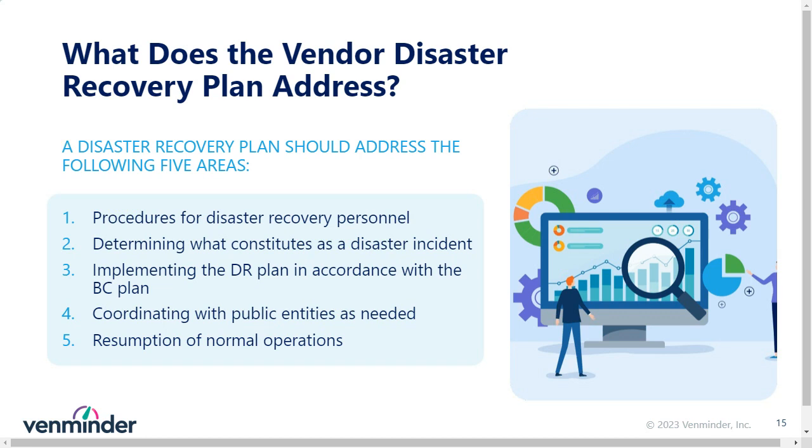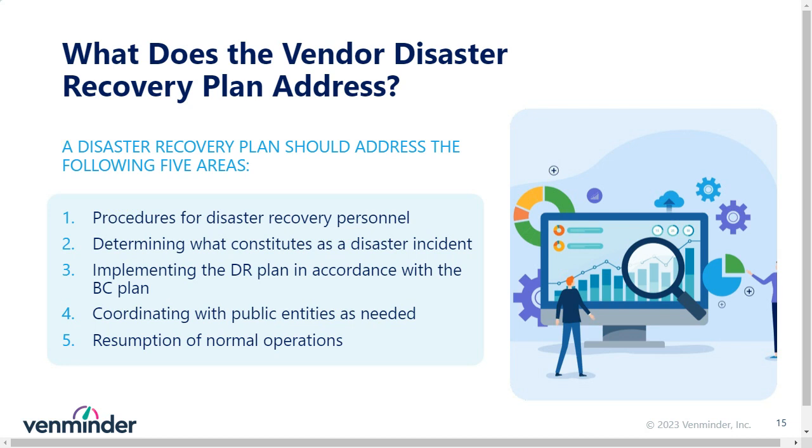Next, coordinating with public entities as needed. This can include coordinating with local law enforcement, community colleges, public schools, libraries, etc. And then finally, resumption of normal operations. How long will it take to resume normal operations? See if the RTO and the RPO can actually be met.